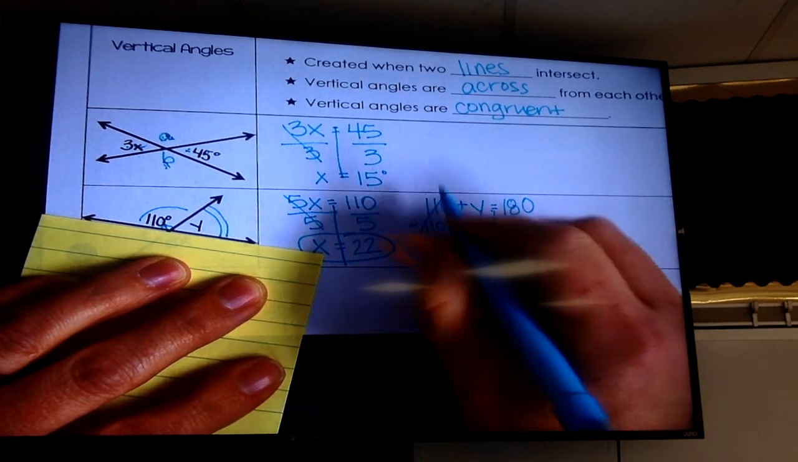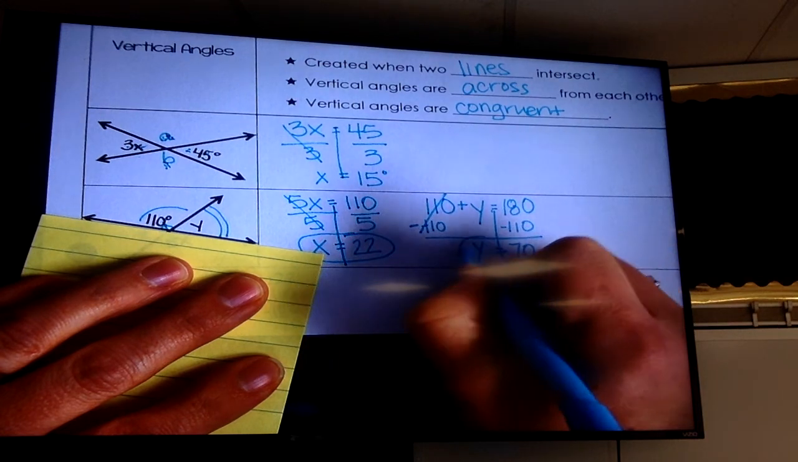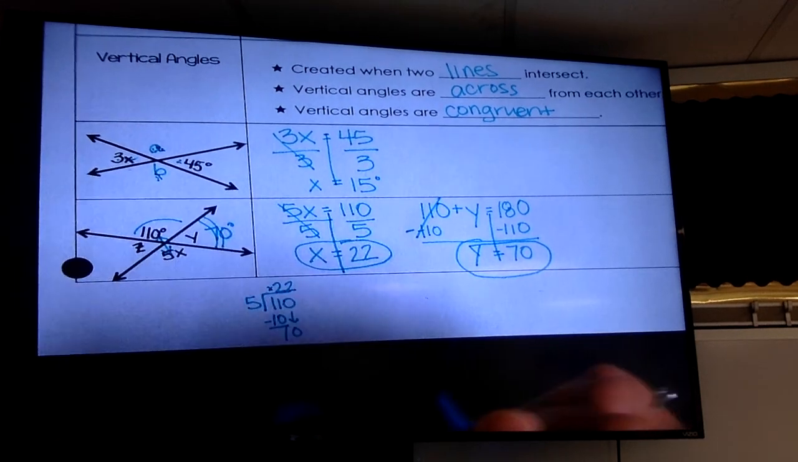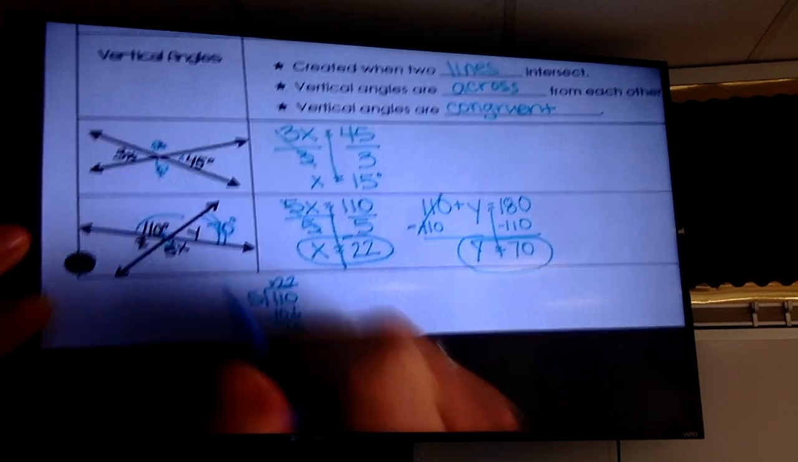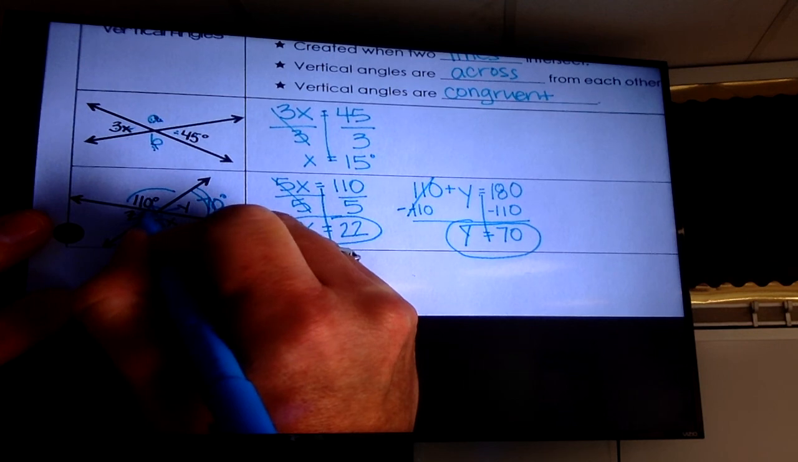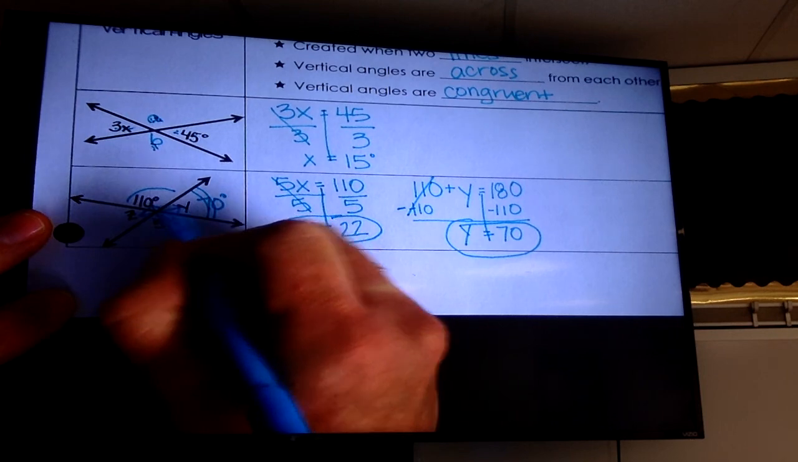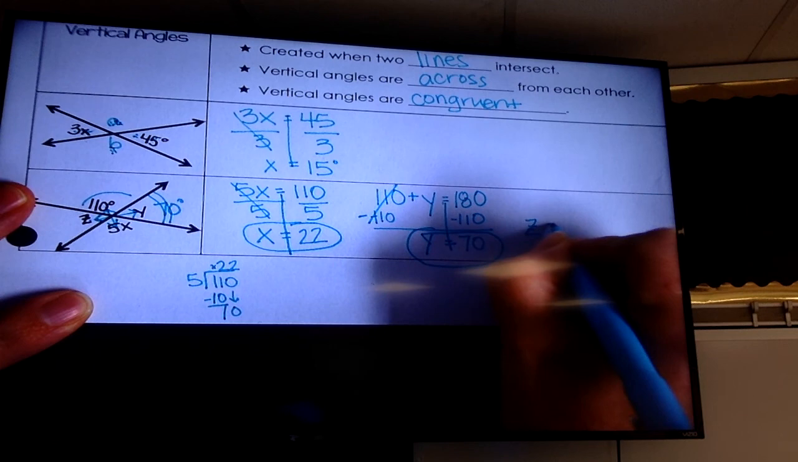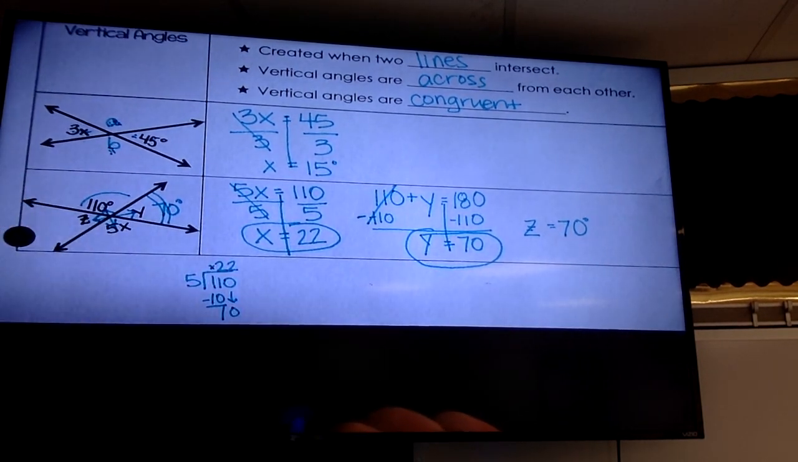That's really bad, 110. Okay, that leaves me with y over here and 70. So I know that this y is equal to 70 degrees using my rule of supplementary angles. Now I don't actually have to do any math to figure out z, because y and z are vertical angles, formed by two intersecting lines, and they are across from each other. I know then z would also have to be 70 degrees because they're vertical angles.